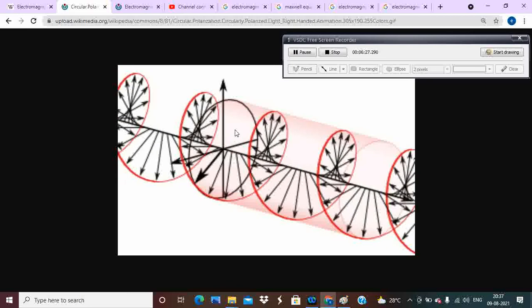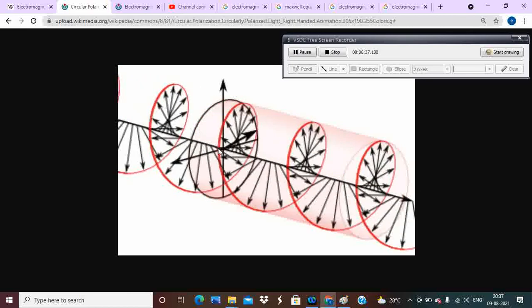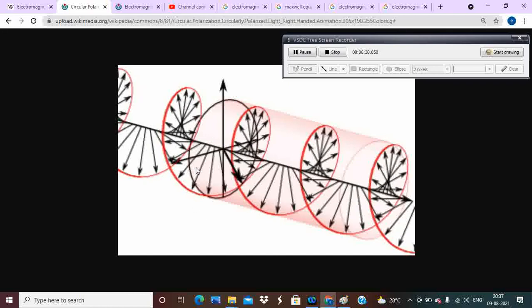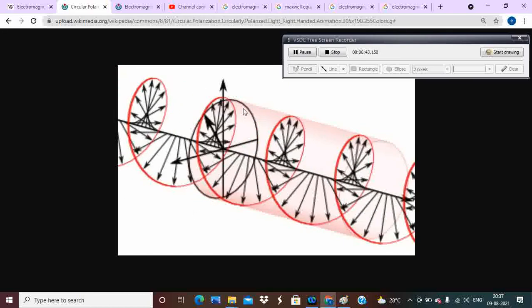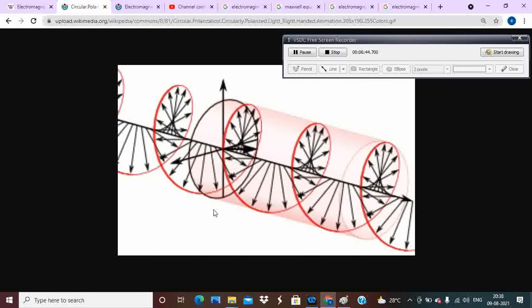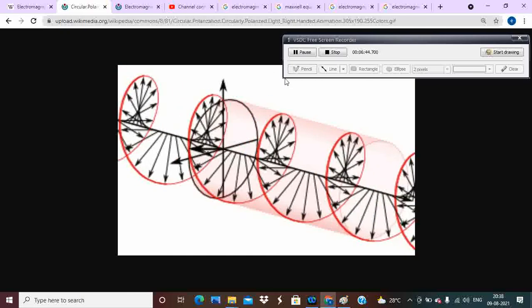See here, if the pointer or the wave travels in the right side direction, then it is called right circularly polarized. Can you notice a complete circle? That is called r into e power minus j theta, which can be noticed in this diagram.